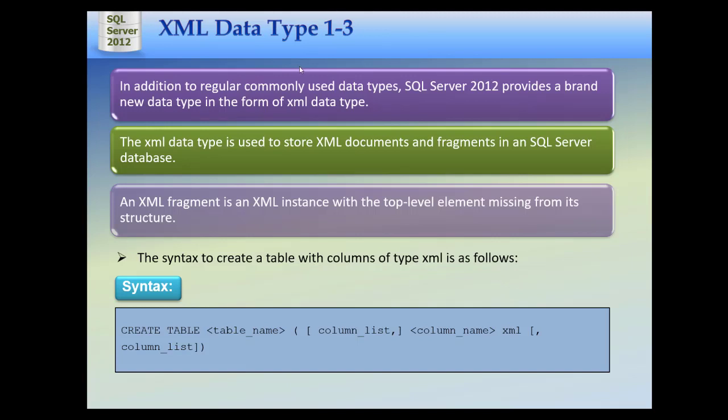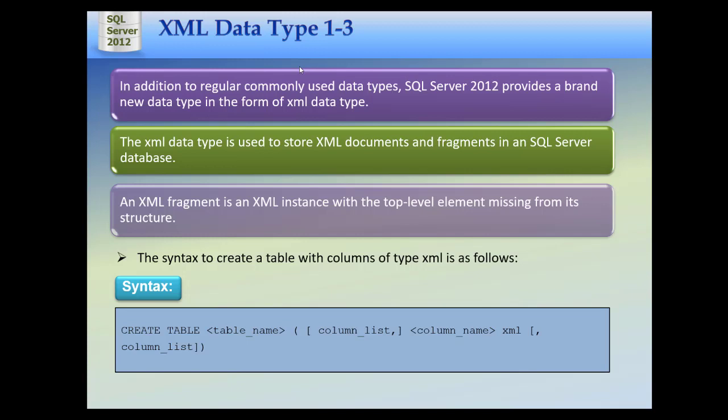In addition to regular commonly used data types, which we looked at in session 5, SQL Server provides a brand new type in the form of the XML data type. The XML data type is used to store XML documents and fragments in an SQL Server database. An XML fragment is an XML instance with the top level element missing from its structure. The top level element is like the HTML in an HTML document.